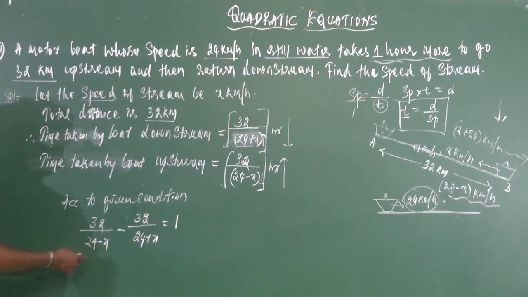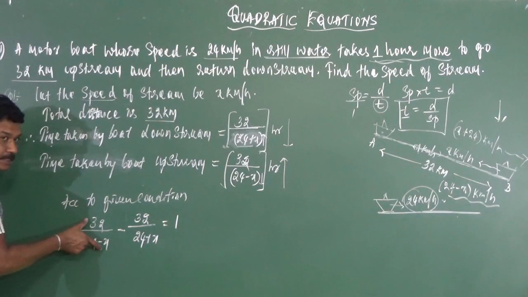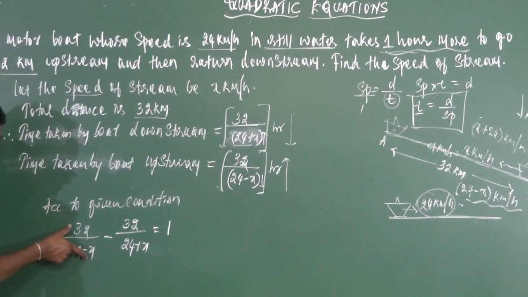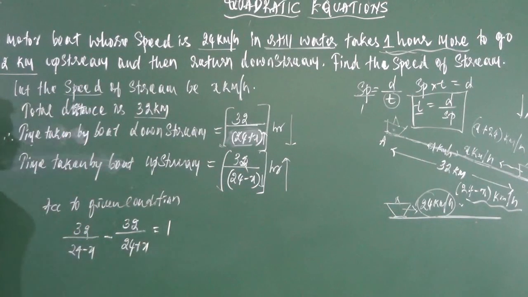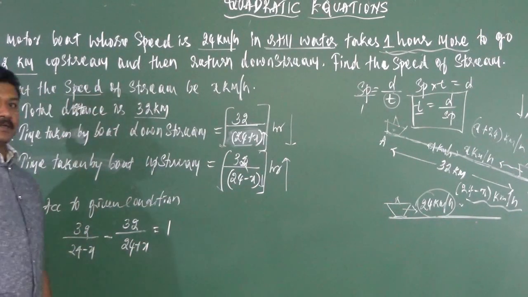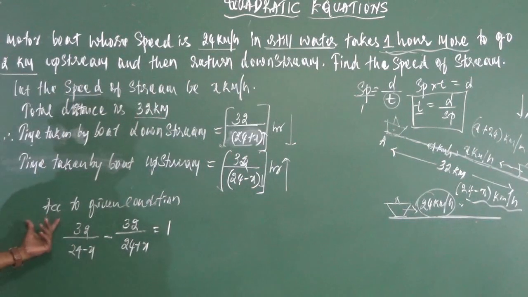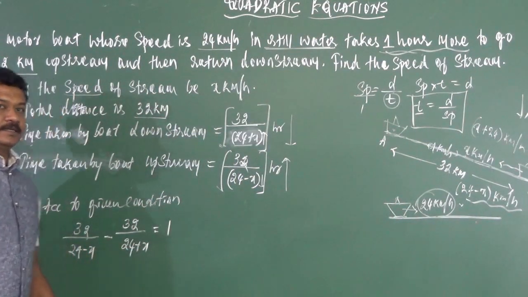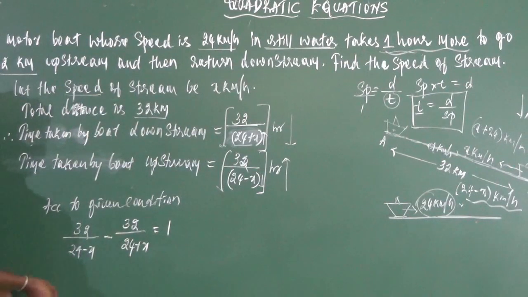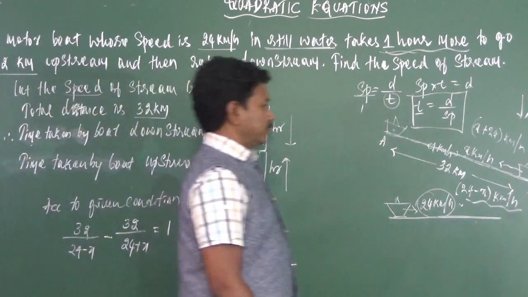So I will read this. The time taken by the boat to move from B to A minus the time taken by the boat to move from A to B, the difference is 1 hour. That's the actual meaning of according to the given condition. Now the entire thing is algebra. Anybody can do this easily. I will reach the quadratic equation.